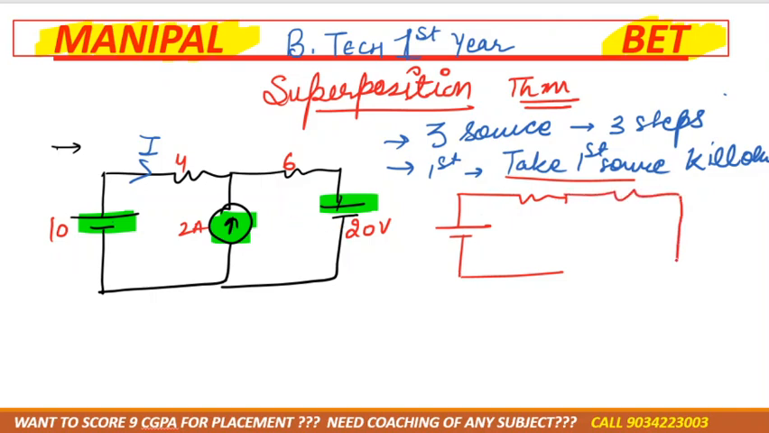Again, third source, kill it. Voltage source means short circuit. Here you have marked I, and in this branch you need to mark I dash. By using mesh or nodal, that's your wish, you can calculate the value of I dash.